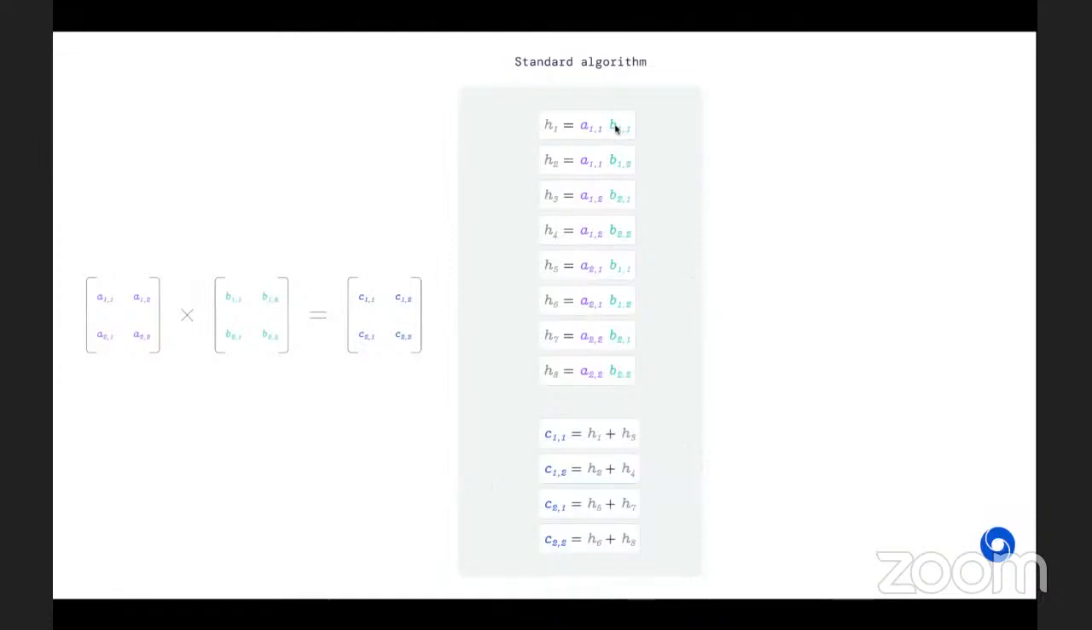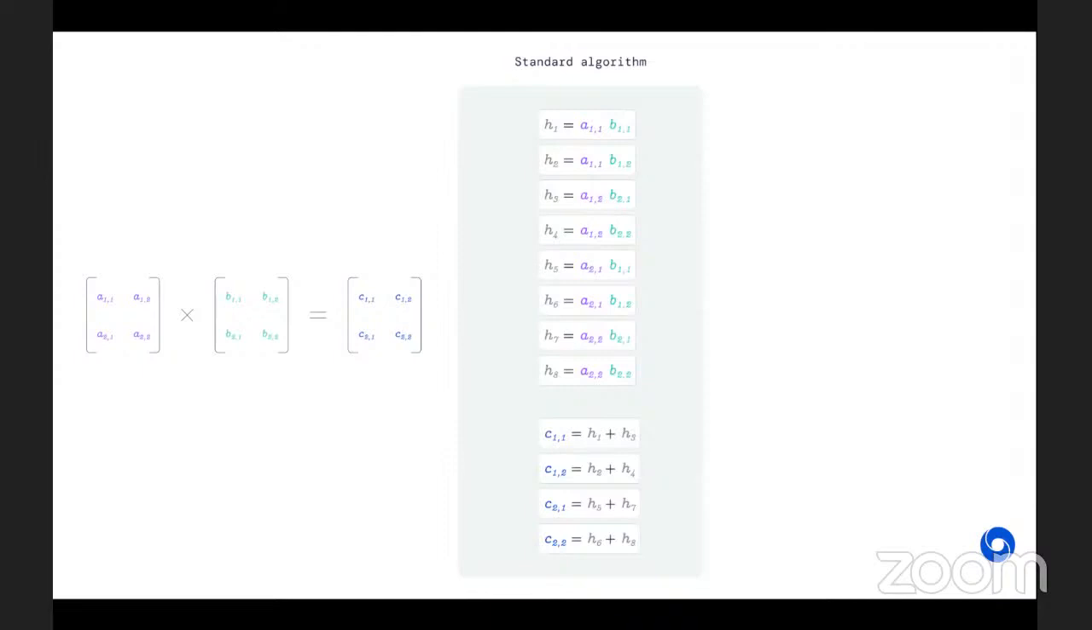So it involves 8 scalar multiplications, right? So for example, C11, you're going to get it by A11, B11 plus A12, B21, right? So it involves like 8 multiplications for two by two matrix multiplication. Now, this was thought for a very long time to be the best algorithm possible.